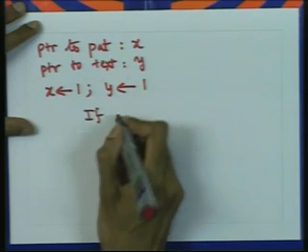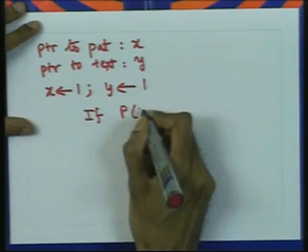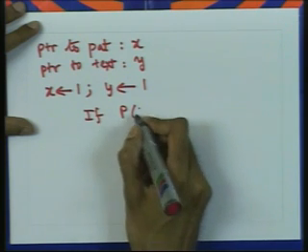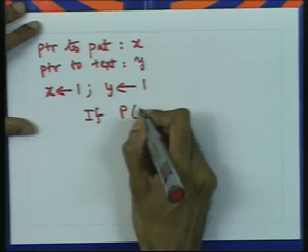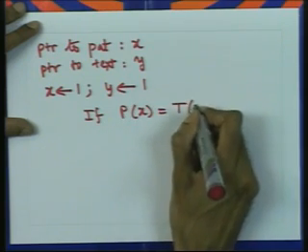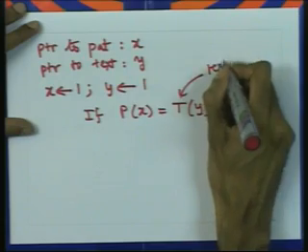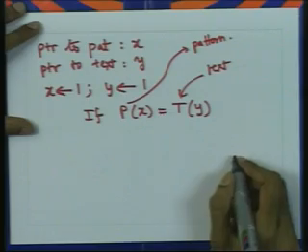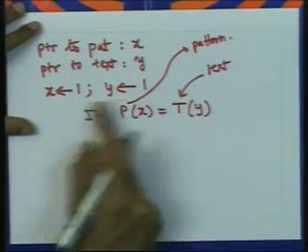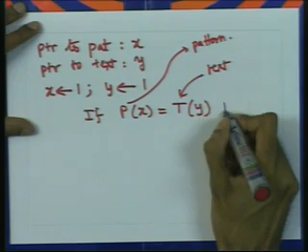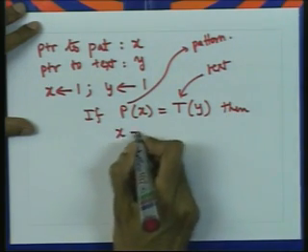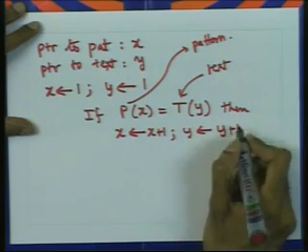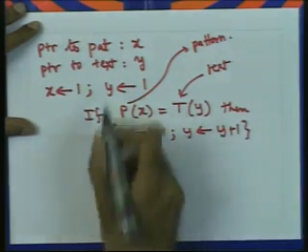So if P of X is a text at Y. So this is a text. This is the pattern. If there is a match, then what do you do? Well, I need to increment X and Y by 1 and then continue. Then X is set to X plus 1, Y is set to Y plus 1. And I continue. I will have to go back and loop.